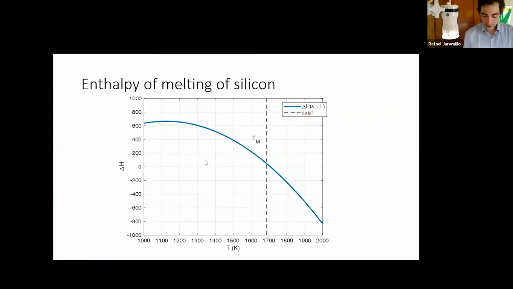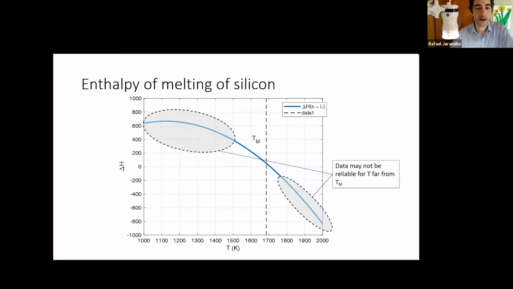There's the answer plotted, right? I plotted the answer. This is the enthalpy of melting of silicon. There's T melting marked. This is in kilojoules per mole. And I'll tell you, it probably doesn't actually cross over 0. So you look at this data, it's probably only reliable close to the melting point.